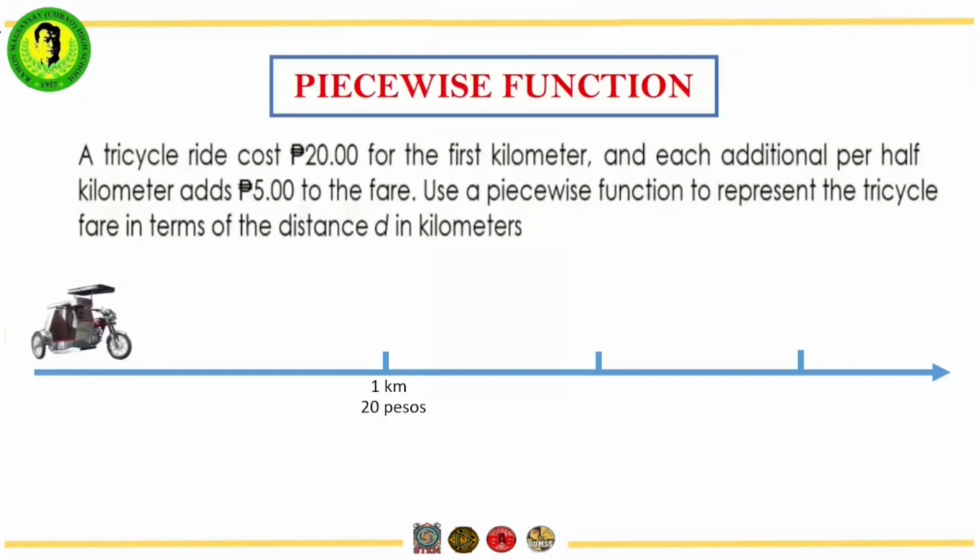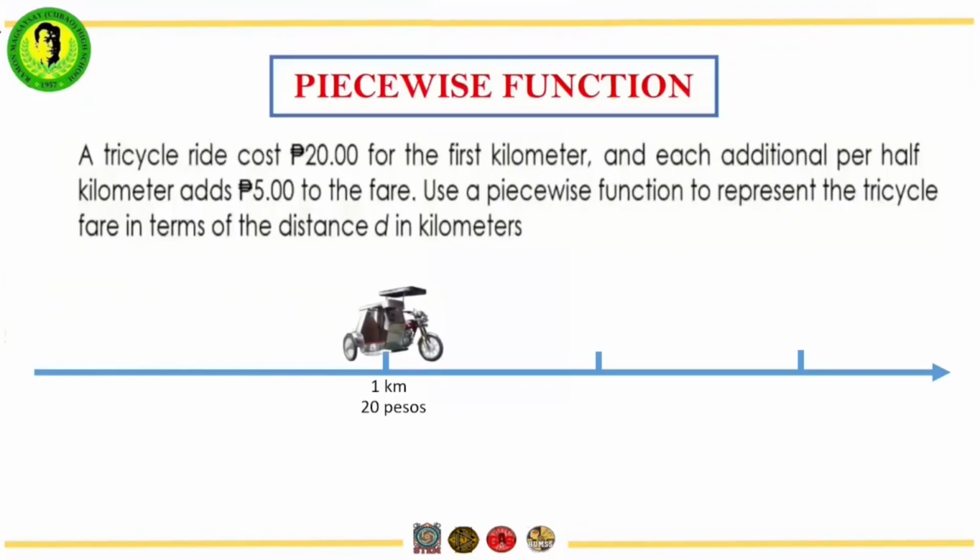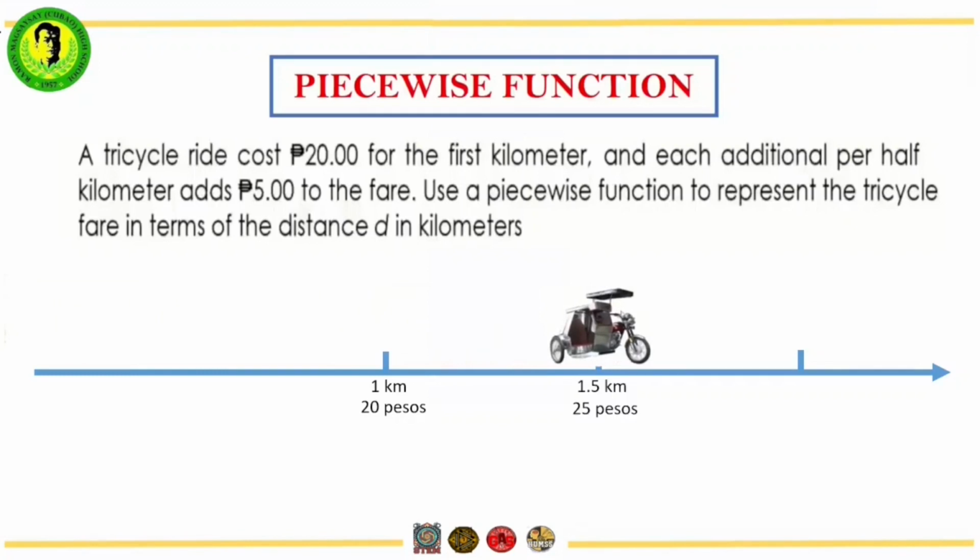Okay, so in dealing with word problems, it is advisable to illustrate to have a visual representation of the problem. So based on our illustration, 1 kilometer equals 20 pesos. So we can say after 1.5 kilometers, the fare will be 25 pesos. How about 2 kilometers? Based on our illustration, we can easily say after 2 kilometers, it is 30 pesos.